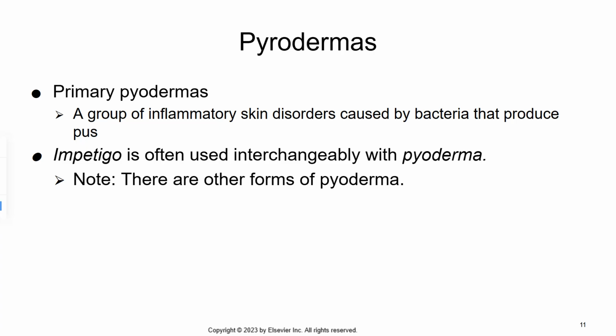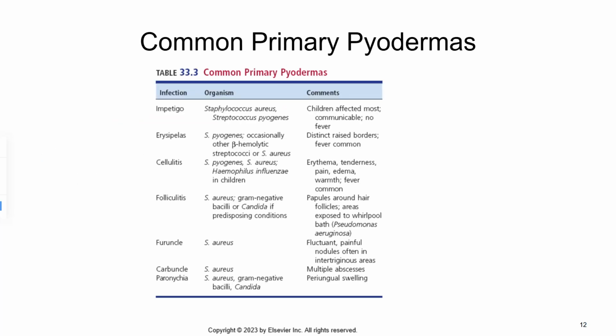Impetigo is often used interchangeably with pyoderma, but there's other forms of pyoderma that exist. So here's some common primary pyodermas: impetigo, erysipelas, cellulitis, folliculitis, a furuncle, and a carbuncle, and paronychia.